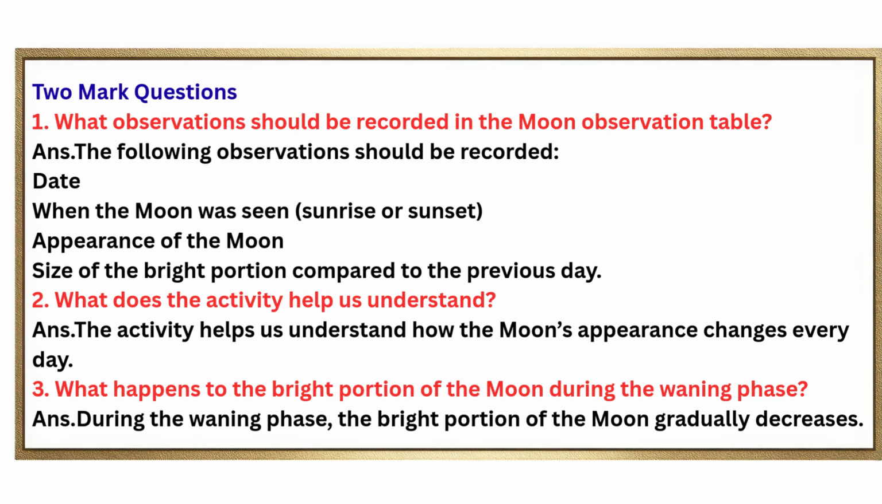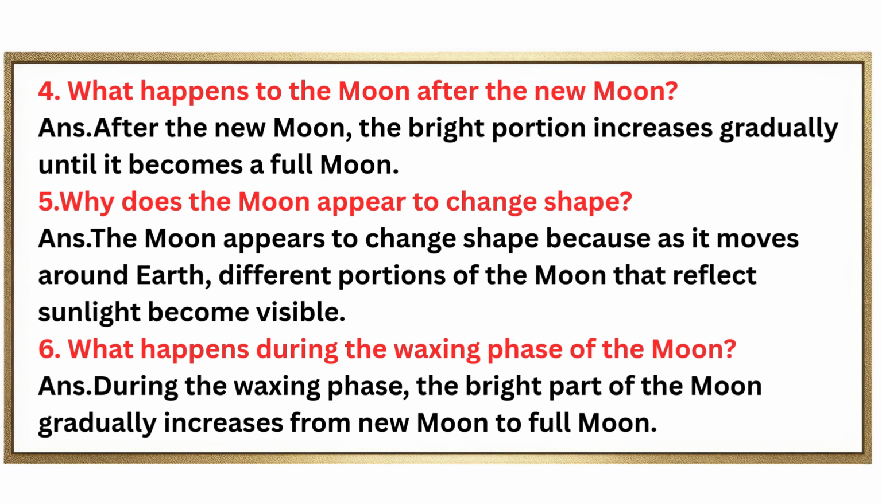Question number 2. What does the activity help us understand? Answer. The activity helps us understand how the moon's appearance changes every day. Question number 3. What happens to the bright portion of the moon during the waning phase? Answer. During the waning phase, the bright portion of the moon gradually decreases. Question number 4. What happens to the moon after the new moon? Answer. After the new moon, the bright portion increases gradually until it becomes a full moon.